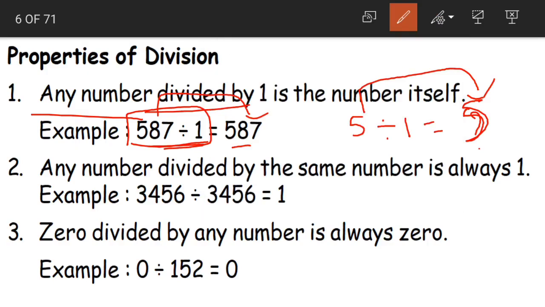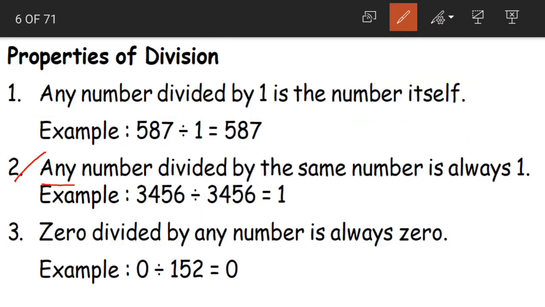Clear, children? Next, second property. Any number divided by the same number is always 1. Example, 3456 divided by 3456 is equal to 1.